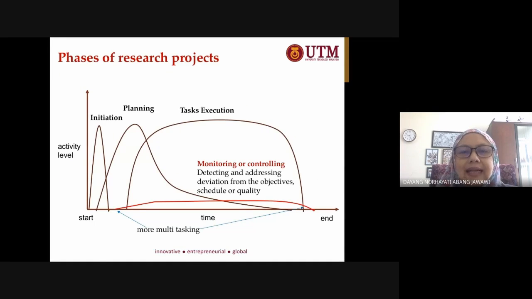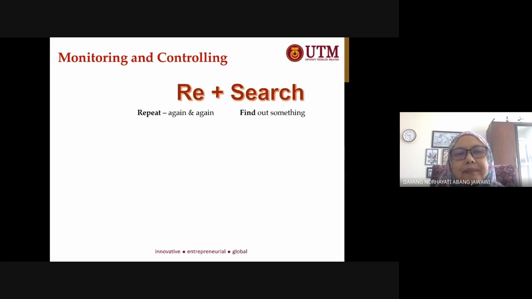Another important thing is monitoring and control. This needs to be done by the individual student, but the help of the supervisor will be very helpful in controlling and monitoring. This is part of the task of the supervisor as well, to monitor and control the student's progress and tasks. Because when we talk about research, it's about repetition and finding something. It's things that we do repeatedly. If we do something repeatedly, we need to really monitor when we need to repeat and when we need to end the process.